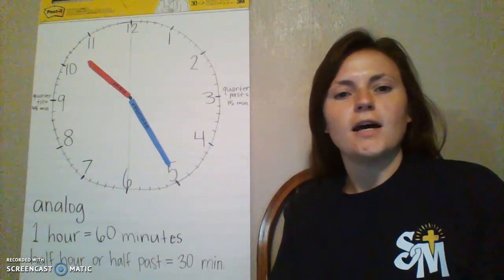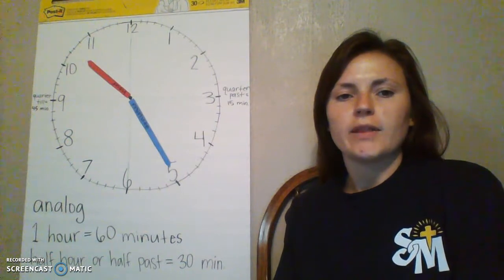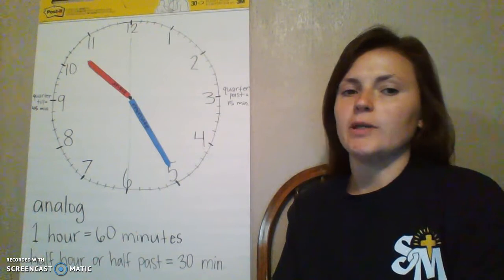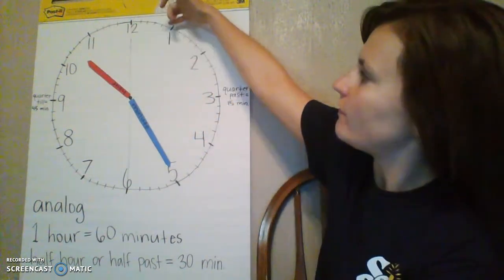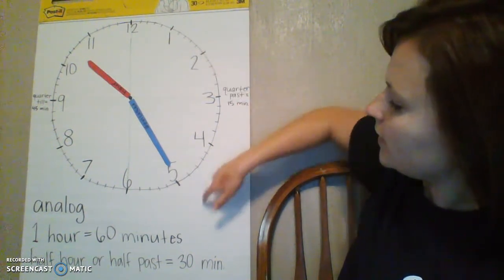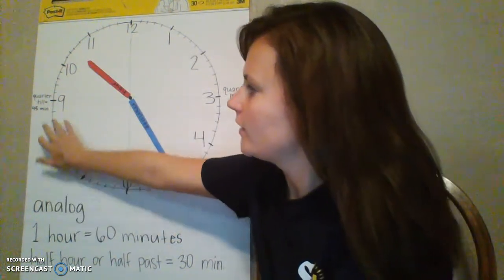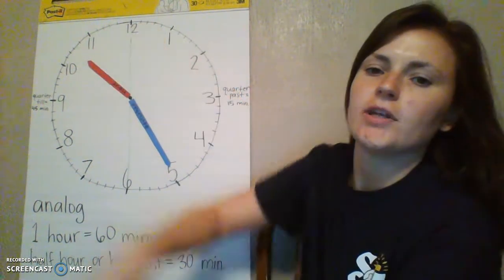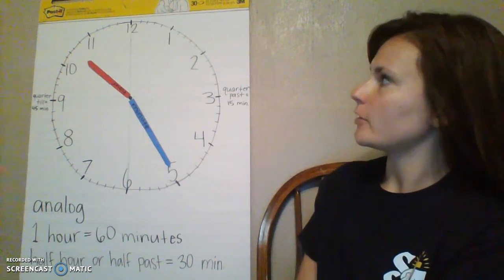Okay, now we're going to learn how to tell time using 5-minute intervals. So what that means is each number on the clock equals 5 more minutes. So remember the 12, 0 minutes. 5, 10, 15, 20, 25, 30, 35, 40, 45, 50, 55, 60 minutes. So anytime you get all the way around 60 minutes, it's been 1 whole hour.